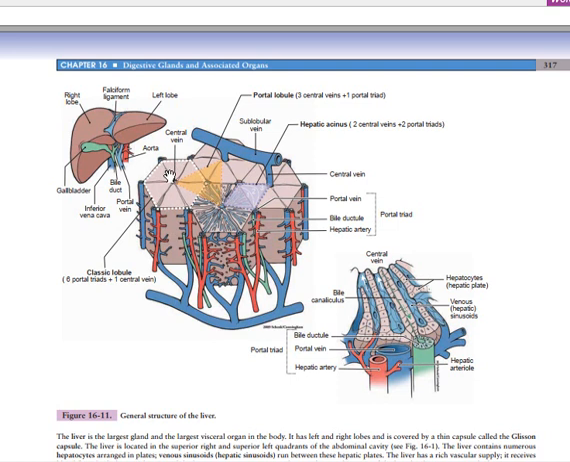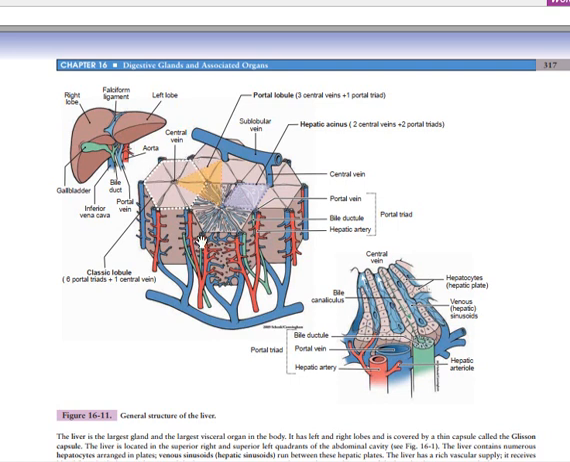Now the supply of the portal triad is going to be done by the portal lobule, and that portal lobule now consists of 3 central veins. So that's the portion that this particular portal triad is divided into. This triangle is going to supply this particular triangle.